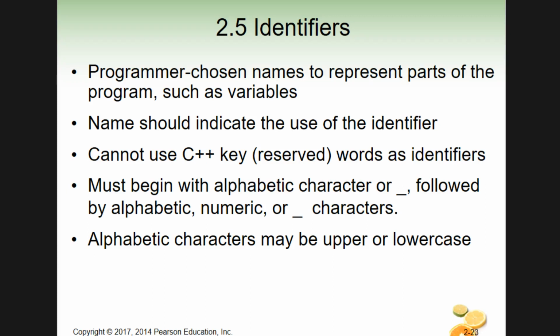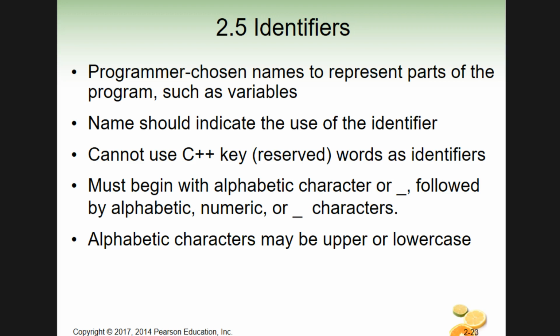Okay, so here we go, starting off with section 2.5, identifiers. This section really just has to do with how we're going to name our variables and later on functions and other things. We're looking at how we choose to name things as the programmer. So remember, you're working on programs with other people.